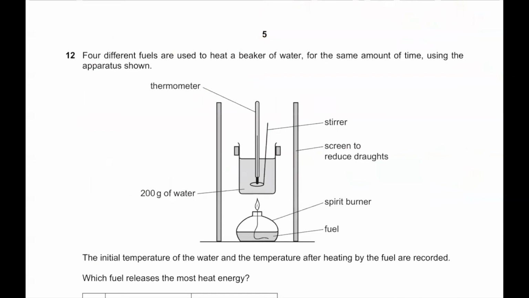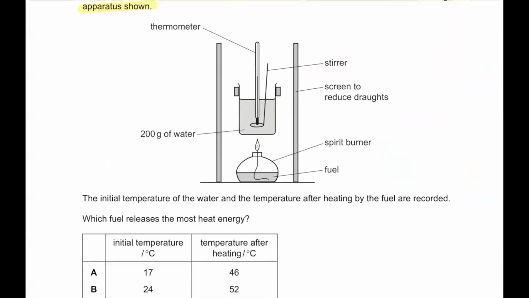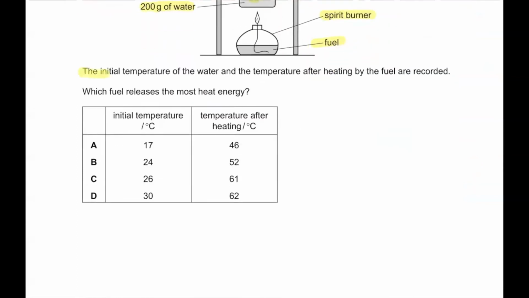4 different fuels were used to heat a beaker of water for the same amount of time using the apparatus shown. Okay, smart. 200 grams of water was taken, spirit burner, fuel, screen to reduce heat, draughts, air, and thermometer. We have a stirrer so that we ensure that even heating is done. The initial temperature of the water and the temperature after heating by the fuel are recorded. Which fuel releases the most heat energy?